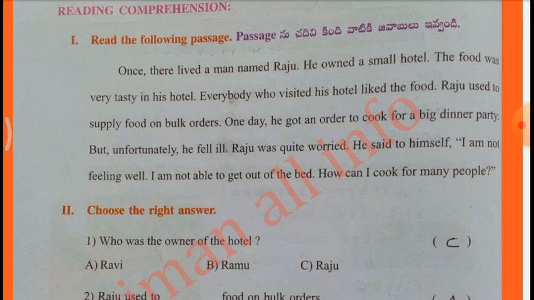Raju used to supply food on bulk orders. One day, he got an order to cook for a big dinner party. But unfortunately, he fell ill. Raju was quite worried. He said to himself, I am not feeling well. I am not able to get out of the bed. How can I cook for many people?